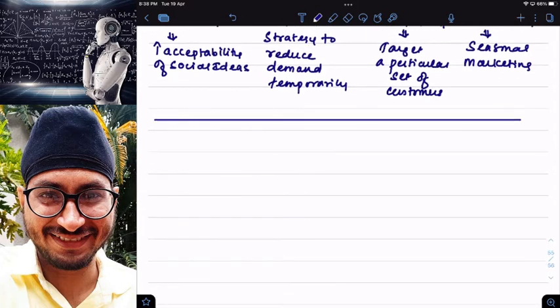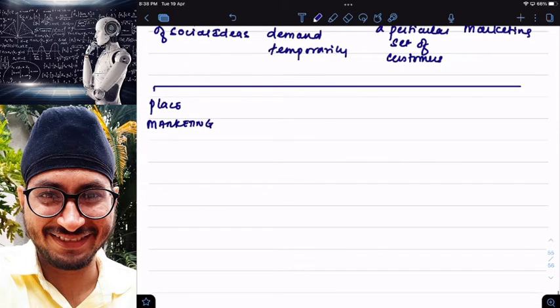Now, then we have place marketing. Place marketing is nothing but marketing of tourism. Tourism marketing. Like let us say, for example, Goa tourism, Tamil Nadu tourism, Kerala tourism, Delhi tourism, Mumbai to Maharashtra tourism, etc. They are marketing a particular place. That is called tourism marketing, or you can also call it place marketing.